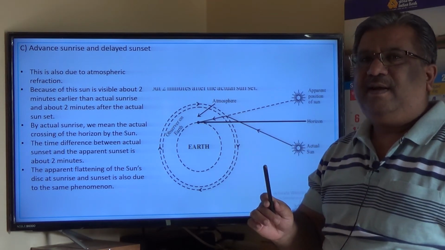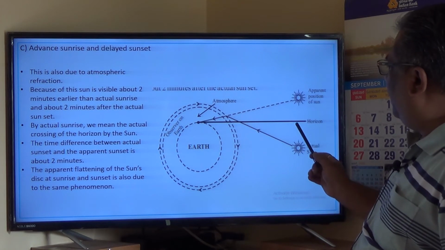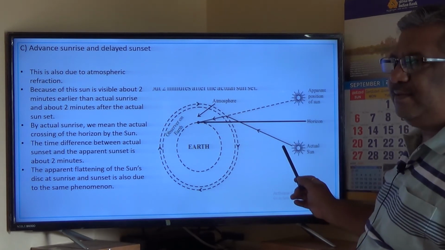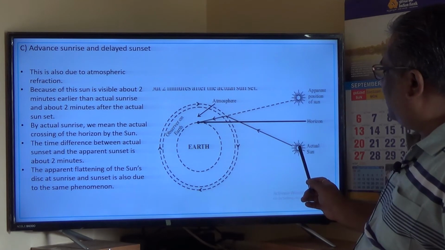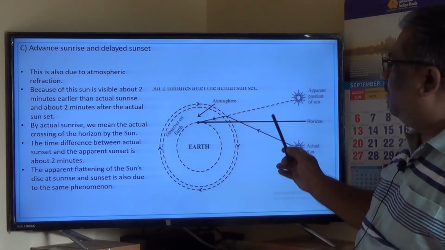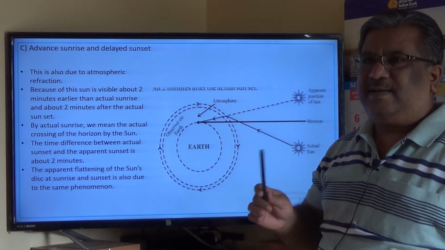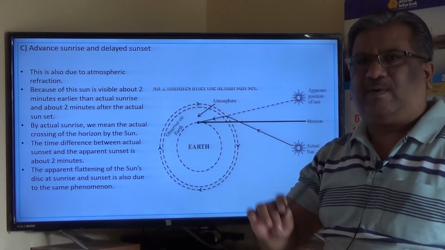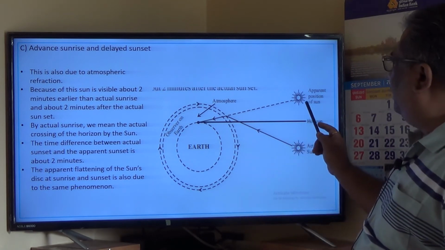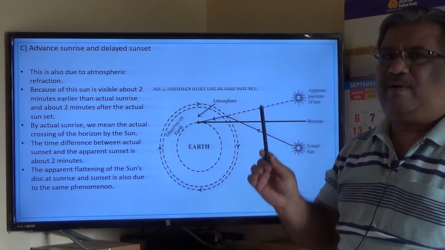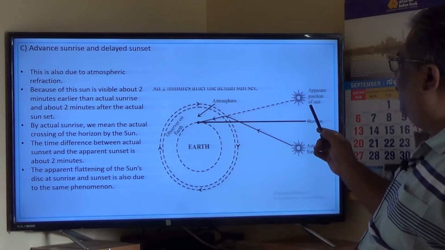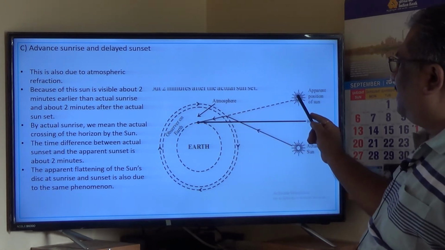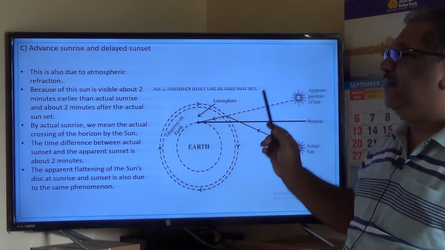What is the time delay of crossing of the actual sun, the horizon? That is about 2 minutes. After 2 minutes, the sun will actually cross the horizon. So this is the advanced sunrise over here. What is advanced sunrise? Sun has not crossed the horizon, but still it appears to have already crossed the horizon, and the position of the sun in that case is the apparent position, not the actual position. Therefore sunrise has not taken place, but for us, the observer over here, the sunrise has already taken place. That is the advanced sunrise.